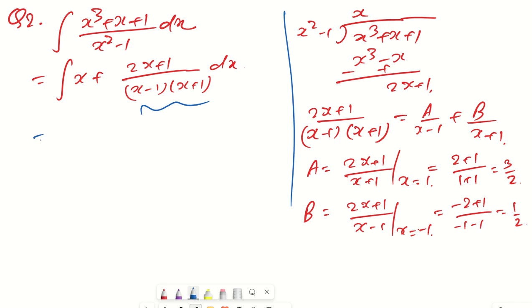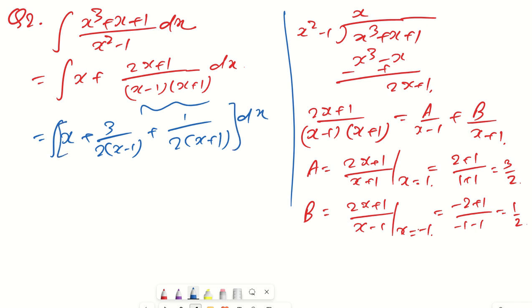So I can write my integration as the integration of x plus 3 by 2 times (x minus 1) plus 1 by 2 times (x plus 1) dx. Okay. So this is the complete integration. Now integrating this is going to be very easy. So what we can do? This integration will be x square by 2, let us say, write down properly, plus this is going to be 1 by x minus 1, right?